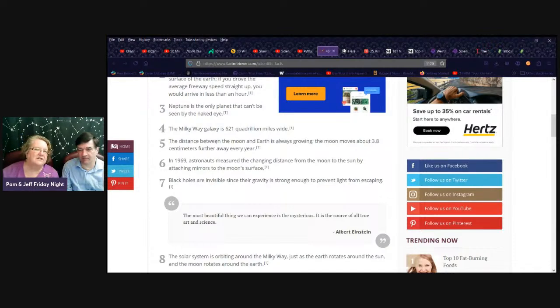Oh, I guess number 5 is the thing I was thinking of. The distance between the moon and the Earth is always growing. The moon moves about 3.8 centimeters further away every year. And we've talked about that before. Someday we won't get a total solar eclipse because of that. They'll all be annular.